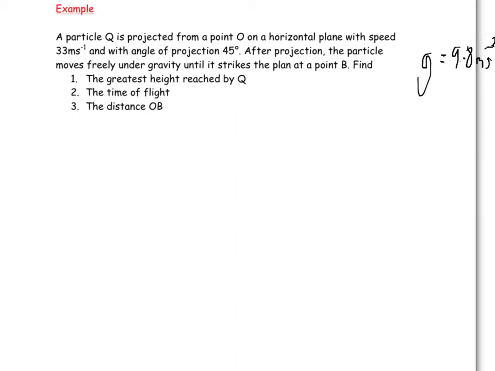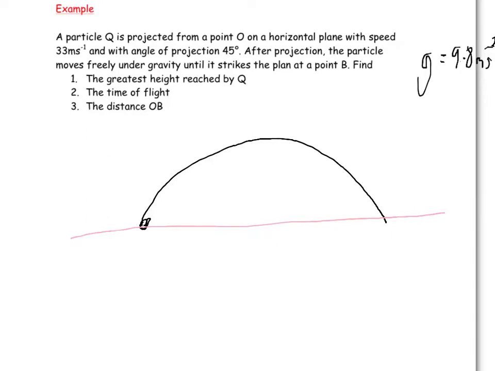So our particle, when projected, is going to take a path like this, along a horizontal plane, along the ground, here. Now what we're told is it initially goes off at an angle of 45 degrees, and we have an initial speed or speed of projection of 33 meters per second to the minus 1.